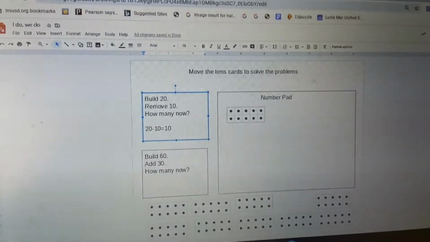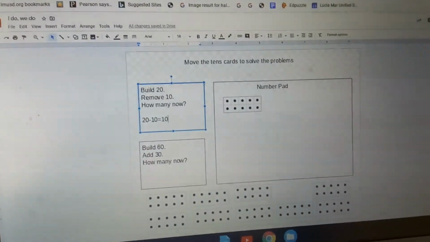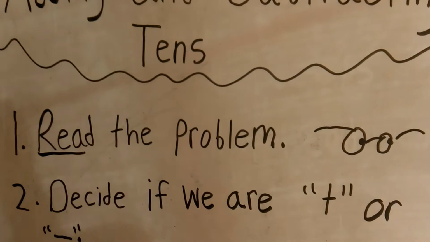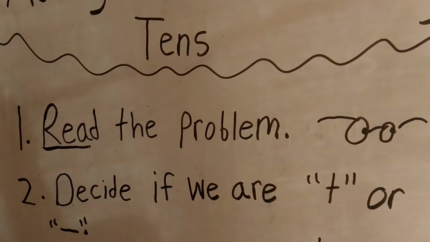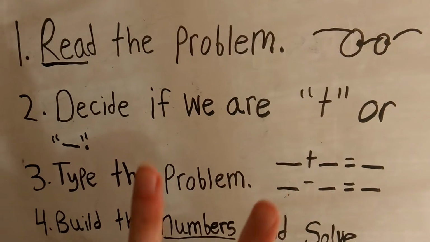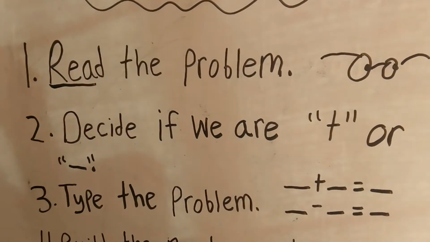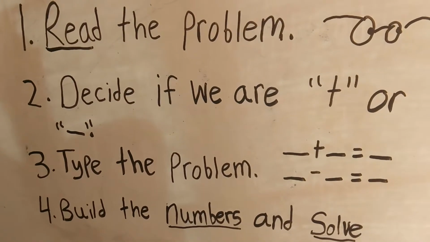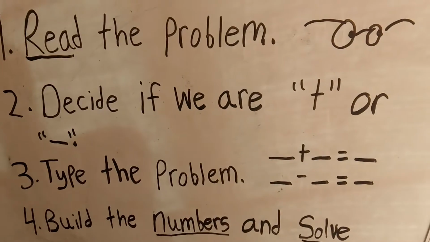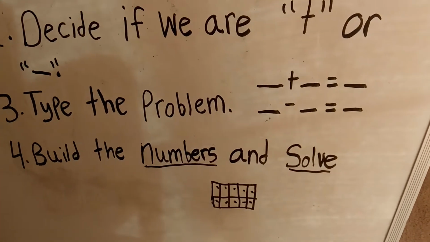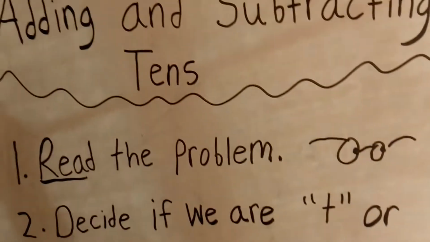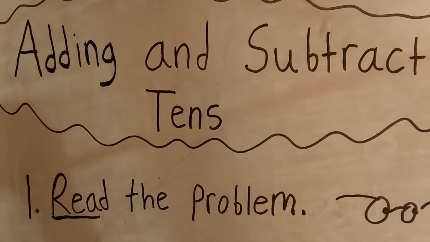You guys did a nice job watching me complete our 4 steps to solve addition and subtraction problems with 10 frame cards. So first, you saw I read the problem, and that's really important so I know what I'm going to do. Then you saw in my step 2, I had to decide, am I adding or am I subtracting? Step 3, once I knew if I was adding or subtracting, I typed in the problem. And finally, step 4, I built those numbers and I solved the number sentence. Now that I've modeled those steps, it's our turn to do one together.